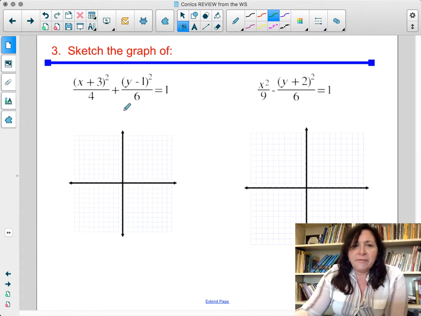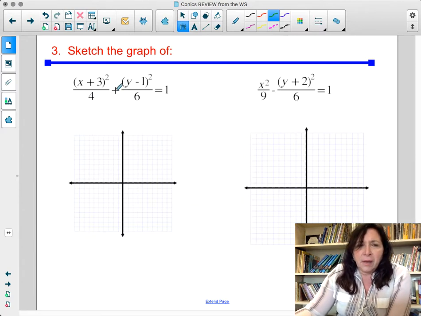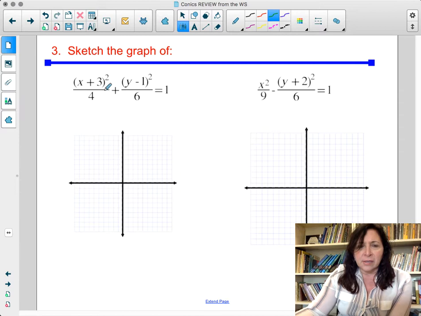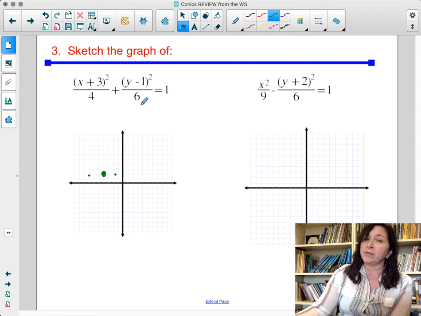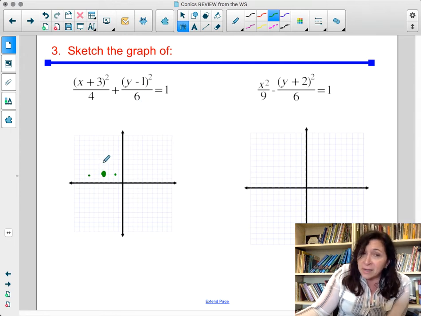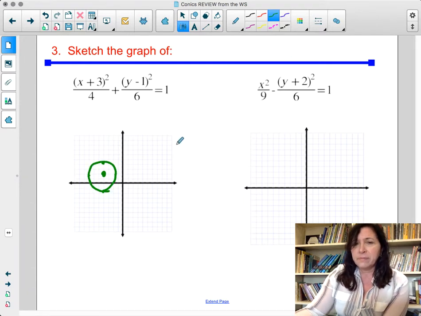Sketch a graph of these two. Well, this is going to be, it's plus plus, so this is an ellipse. So that means that my center is at negative 3, up 1. In the x direction, I'm going to go 2. In the y direction, I'm going the square root of 6. So up square root of 6, down square root of 6. So I'm sketching this graph. It looks something like that. Not a circle. This is longer.